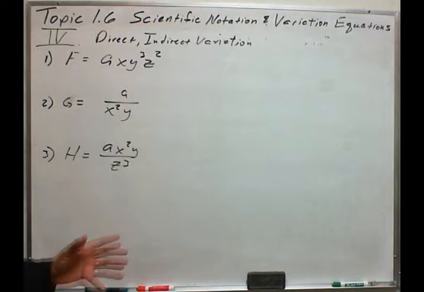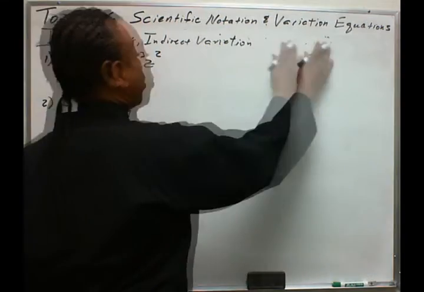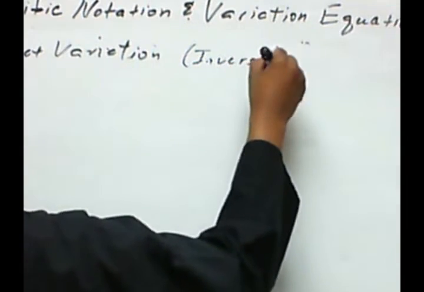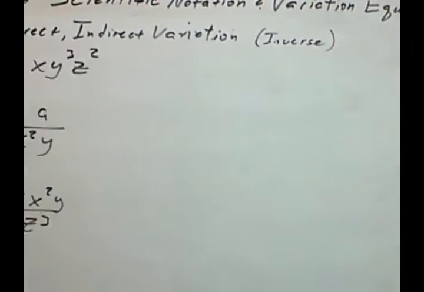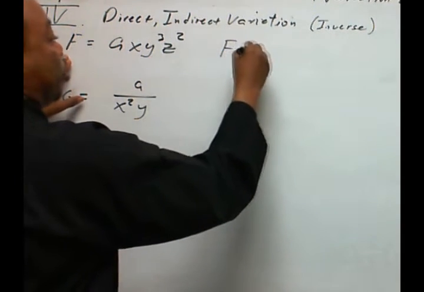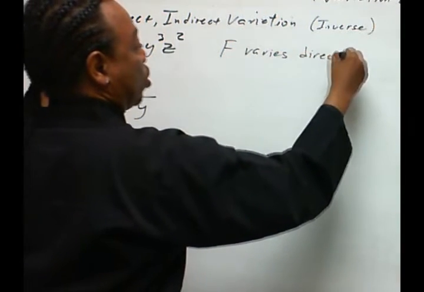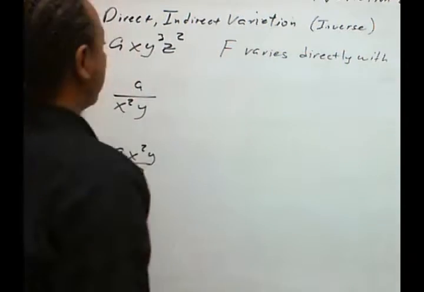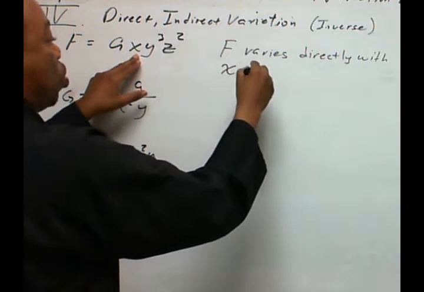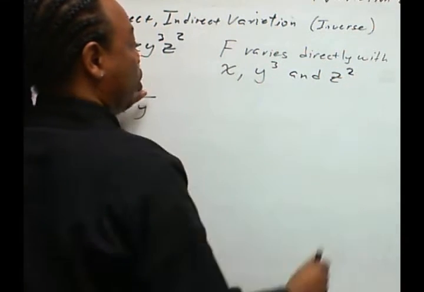Okay, let's talk about direct and indirect variation. One note, indirect is also called inverse. Okay, this is read as F varies directly with X, Y cubed, and Z squared.